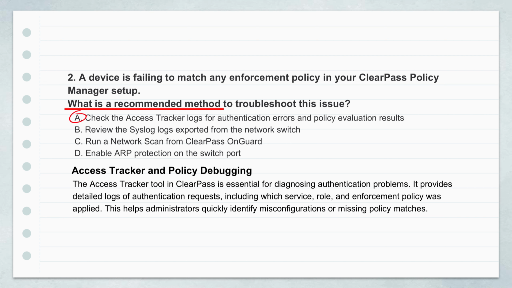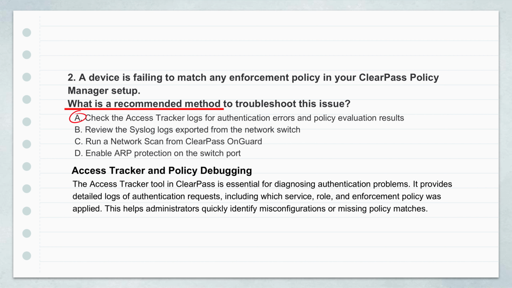Right. And option C, network scan from OnGuard. OnGuard scans are more about posture assessment. Is the device healthy? Does it have the right security software? That's important, sure, but it doesn't directly explain why an initial access policy isn't being matched during authentication. Okay. And D was ARP protection. Yeah, ARP protection is a security feature against spoofing attacks. Very different thing. It wouldn't cause a device to simply not match any standard access policy.